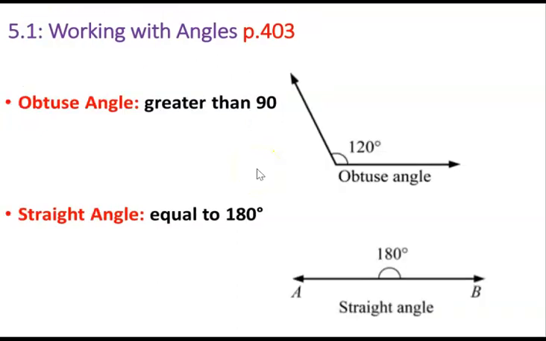Obtuse angles are greater than 90 degrees. Again, the reference here is that 90. So we see that this angle is far greater than that. It's 120 degrees. That is an obtuse angle.